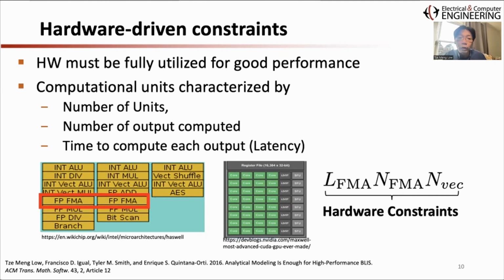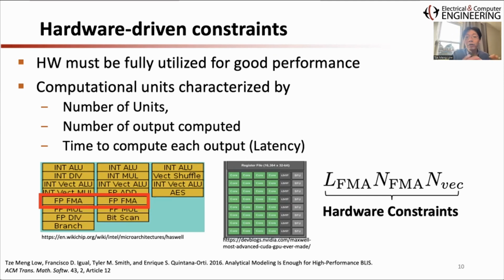So for example, if you have computational units, you can characterize these computational units by a couple of key parameters. For example, how many functional units do you have? What are the capabilities of each functional unit? And some of that capability includes how many outputs can you compute per functional unit? And how long does it take for each functional unit to compute the necessary output?